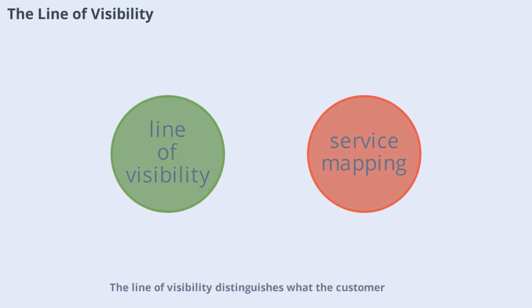The line of visibility distinguishes what the customer can see from what happens behind the scenes. Everything above this line is visible to the customer, while everything below is hidden. This concept is crucial for understanding which parts of the service need to be polished and customer-ready, and which can be optimized for efficiency. By mapping the line of visibility, organizations can balance customer experience with operational needs.